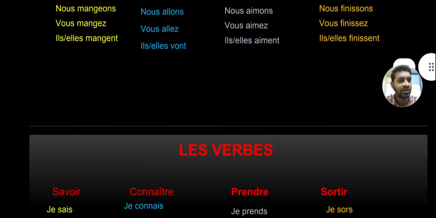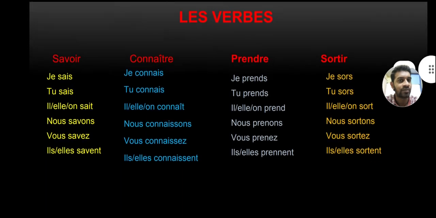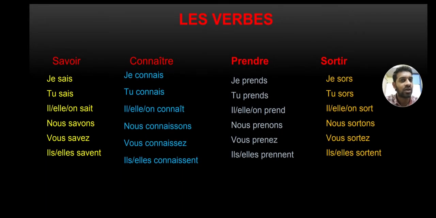So then the other verbs: savoir, connaître, prendre, sortir. Savoir, which means to know. Je sais, tu sais, il sait, elle sait, on sait. Nous savons, vous savez, ils savent, elles savent. Okay, savoir, to know. Then the verb connaître, which means to know also.